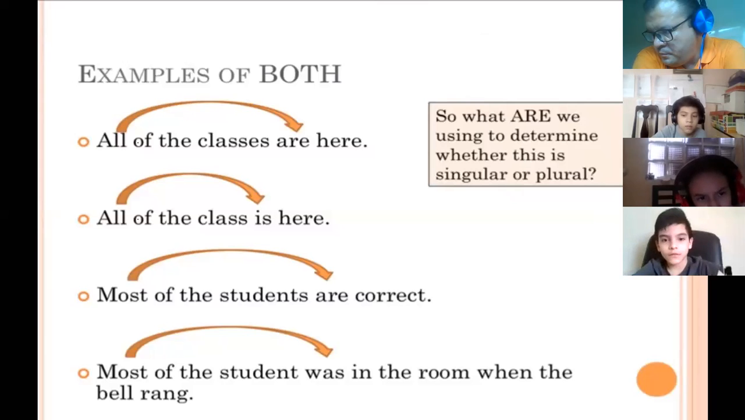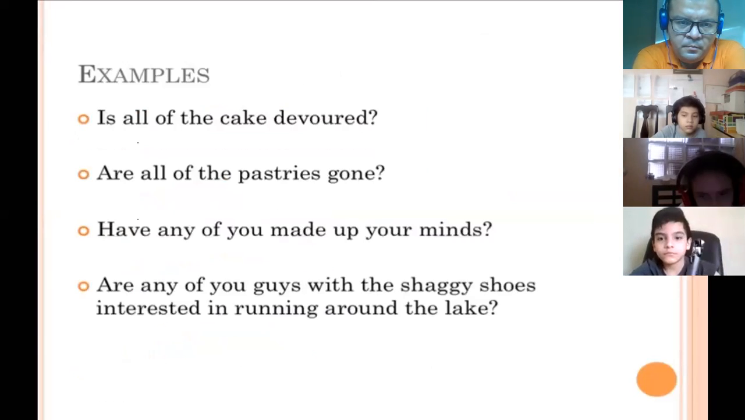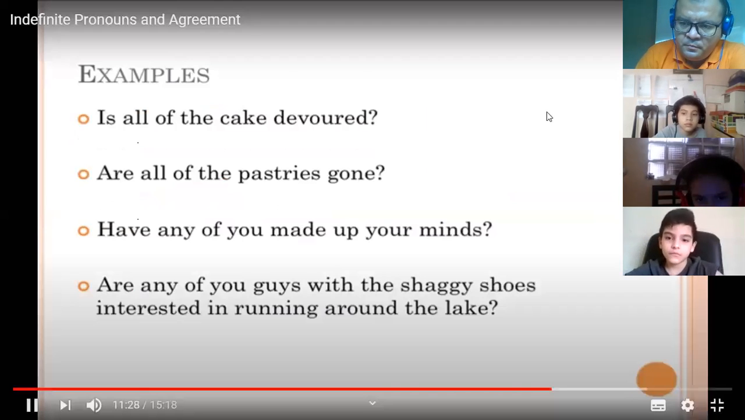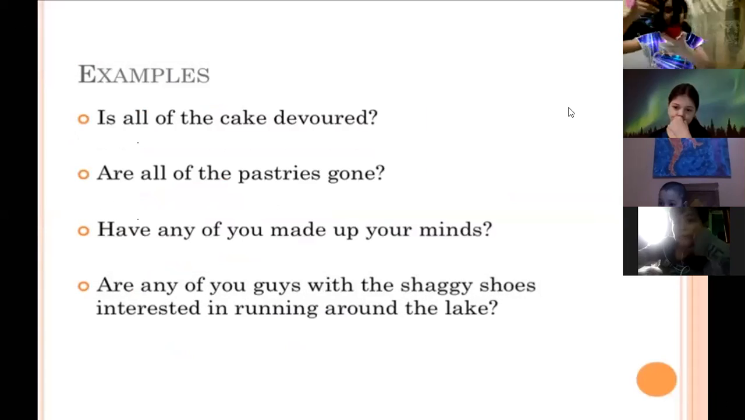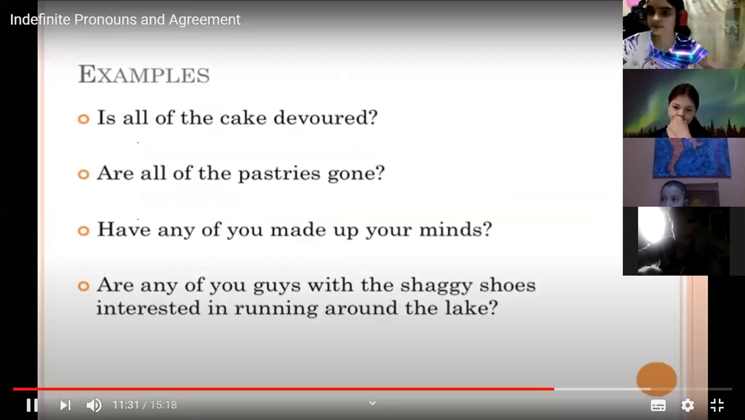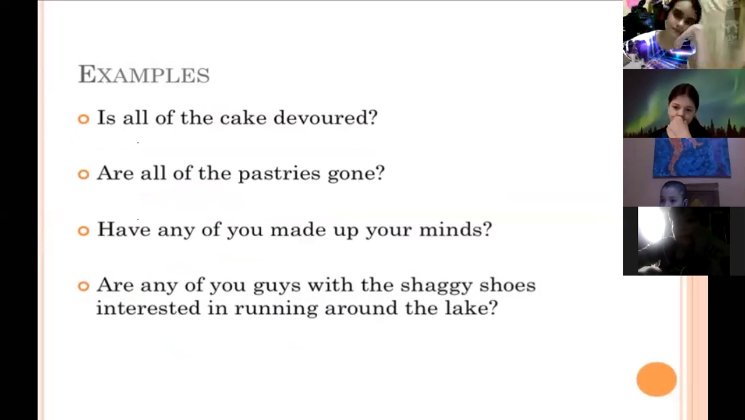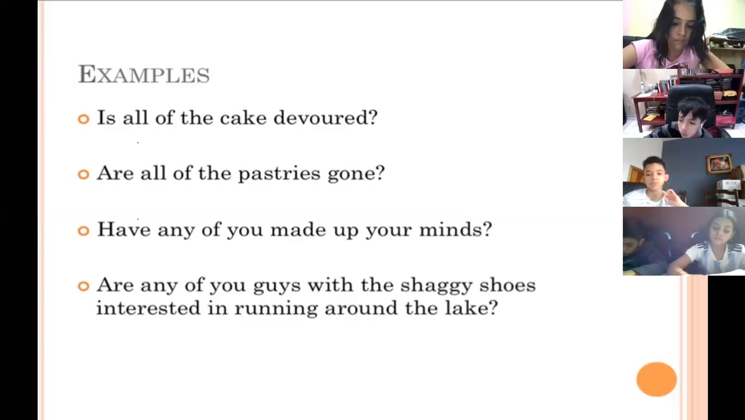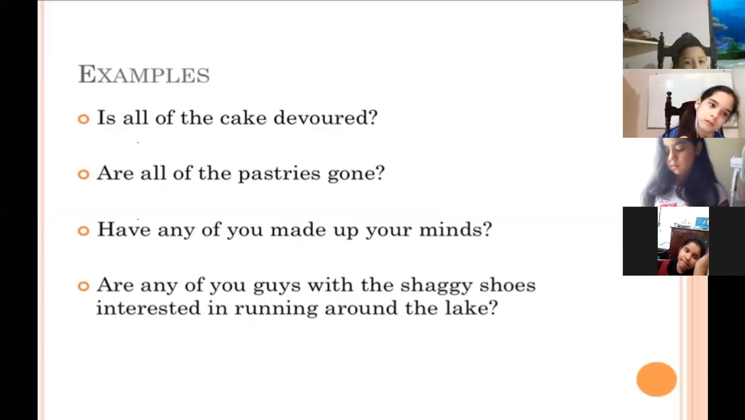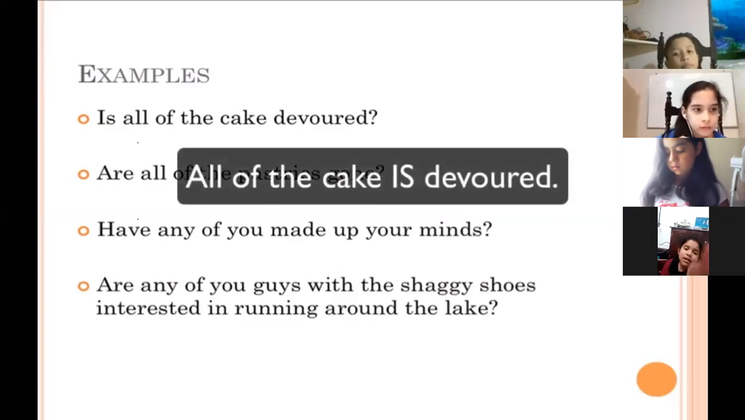And so when we change these into interrogative forms or question forms, we still may have to restructure the sentence and put it in a statement form to double check our agreement. So for example, is all of the cake devoured? We would rearrange that and go, yes, all of the cake is devoured.